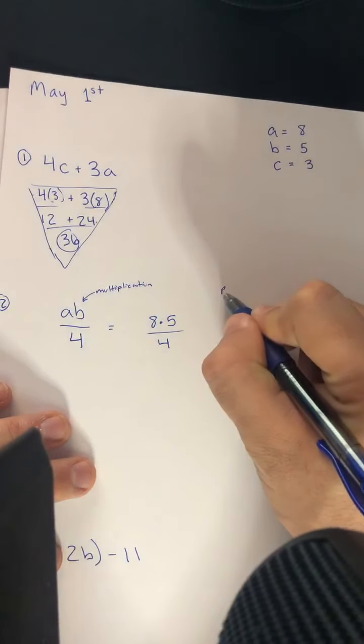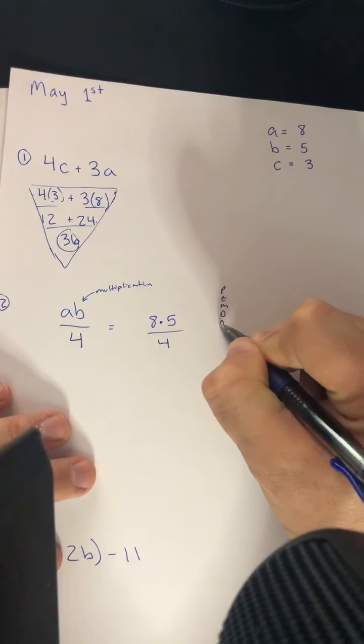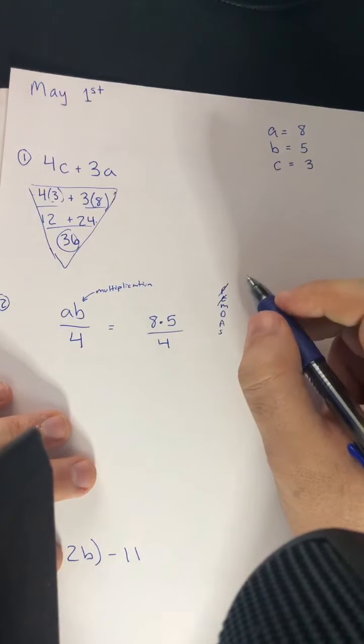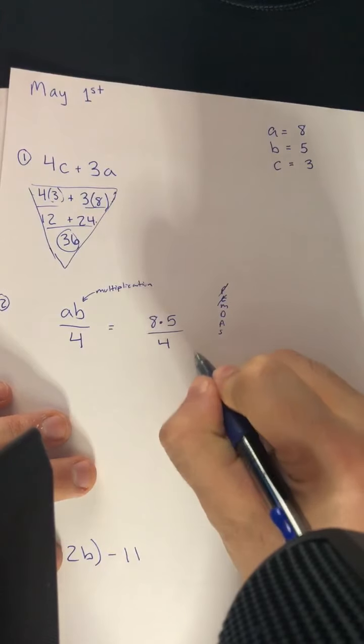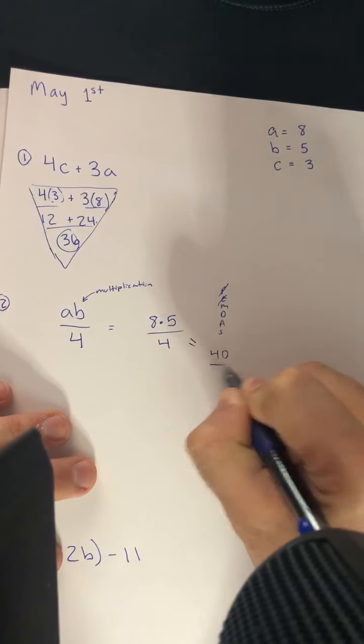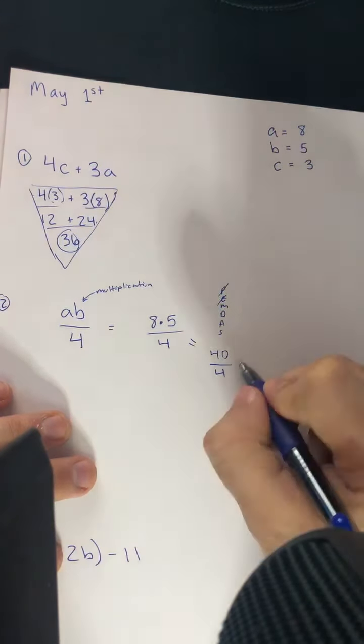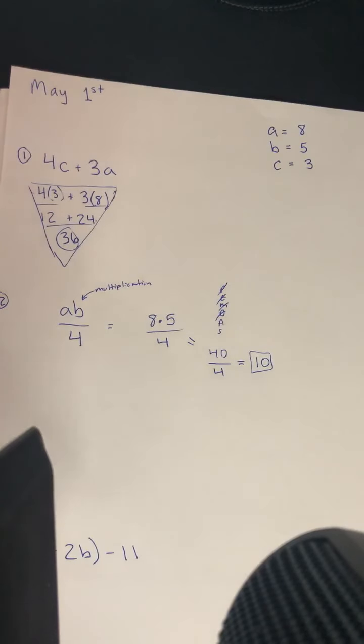Now when we work on our PEMDAS, no parentheses, no exponents, we come to multiplication and division. Let's do the numerator first, and then we'll worry about that denominator. 8 times 5 equals 40. The over 4 stays the same. Now we do our division. 40 divided by 4 is just 10.